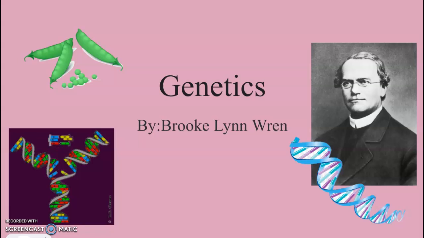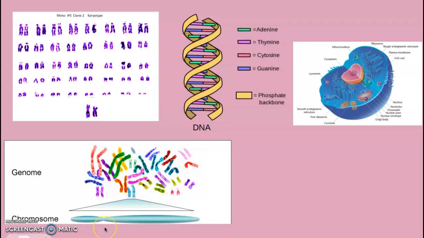Specifically, we will be discussing inheritance patterns, traits, the father of genetics, and of course, Punnett squares. So first, I wanted to talk about the different things that are involved with genetics, which are our chromosomes, our genome. Here's a better example of a genome. This is what it looks like under a microscope. Our DNA, and our cells.